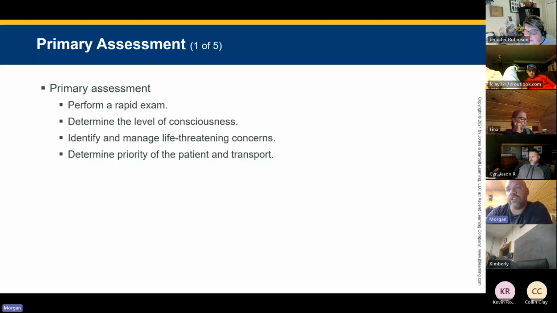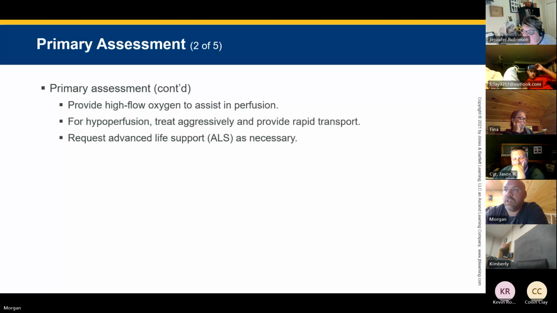And then we're going to determine their level of consciousness. We're going to have our partner take C-spine right off the bat and place the appropriate cervical collar. Right off the bat, we're going to apply a cervical collar for a trauma. Identify and manage life-threatening ABCs, determine the patient's status, ABCD, and E, expose. So this is provide high flow oxygen to assist in perfusion.